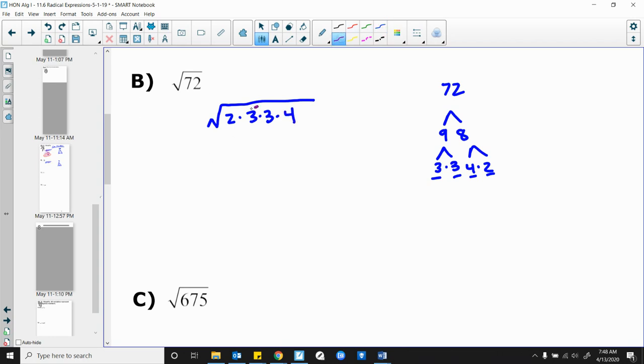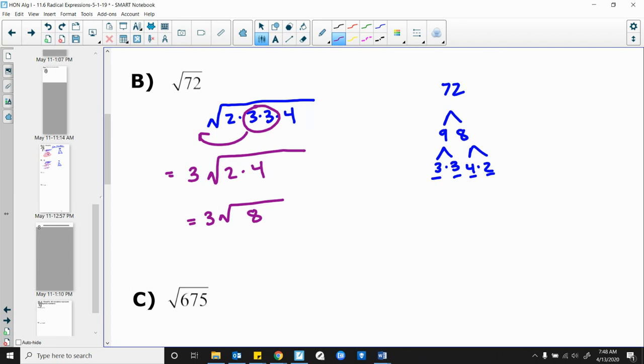I've got 1 pair, which is 3 and 3. So when they come outside, they're going to become 1. So it's going to become just 3. And then 2 times 4. Then if I simplify that one more time, I'm going to have 3 square root of 8.